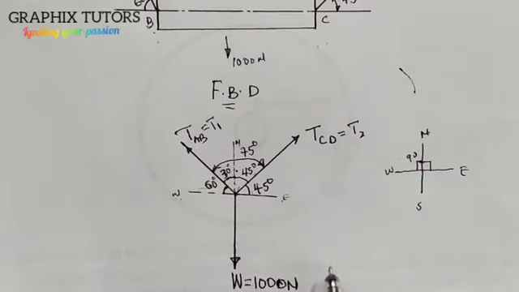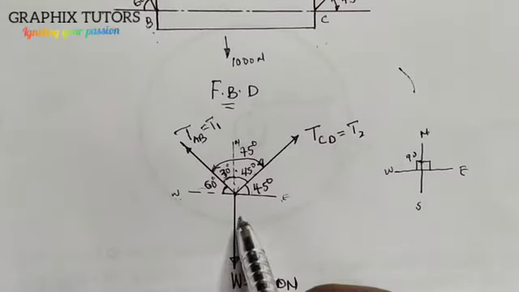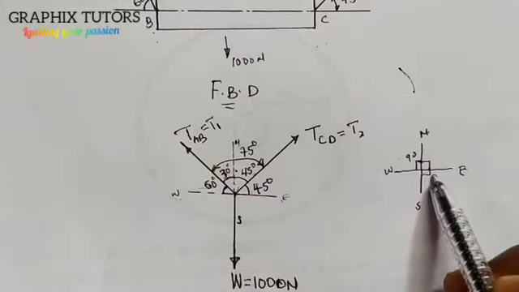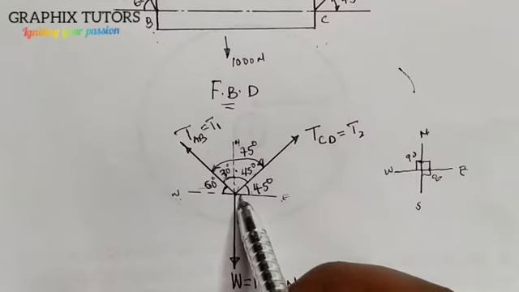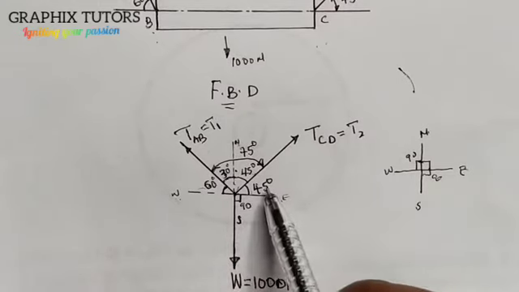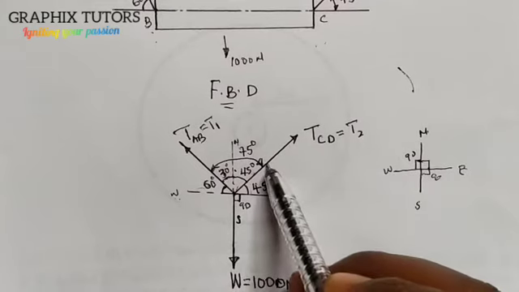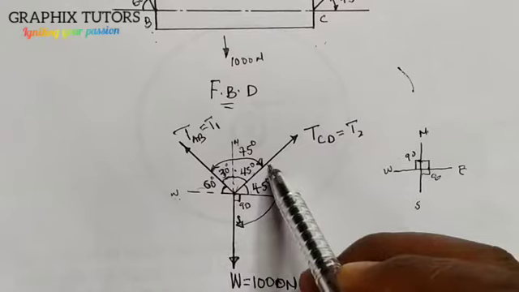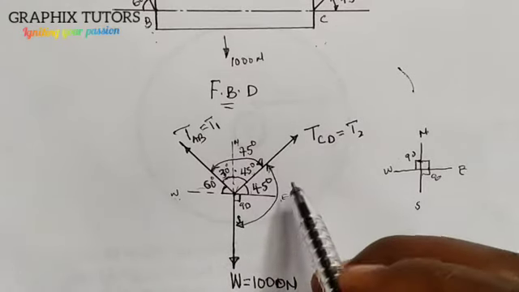Now similarly, let's assume this force coming down is the south. I know between east and south is 90. So the angle between here and here also is 90. So 45 plus 90, meaning the angle between these 2 points here is 45 plus 90. And that will be what?